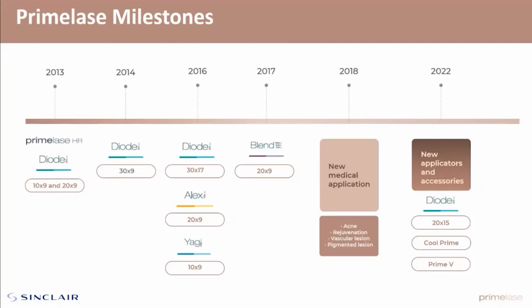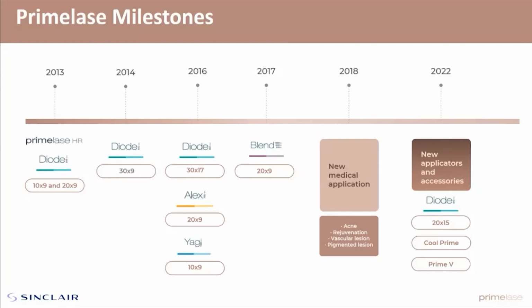And in 2018, we passed from Primelase HR to Primelase Excellence. This is because of the different indications we talked about before. Right now we have 5 different indications: hair removal, acne, rejuvenation, vascular lesions, and pigment lesions. And in 2022, we also have new applicators and accessories: a new handpiece, the 20 by 15, the Cool Prime, a project that is no longer available for countries, and the Prime B, the vascular one, the 4 by 3 applicator.